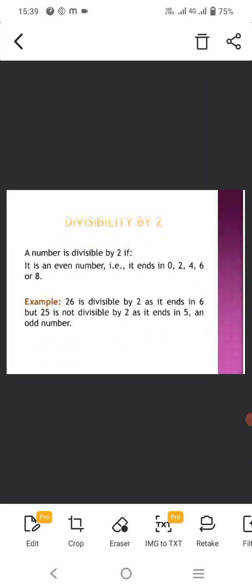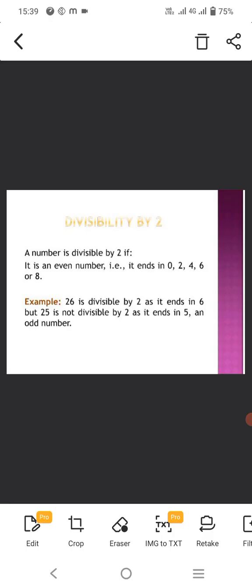Divisibility by 2: a number whose digit in the unit place is an even number or 0 is divisible by 2. For example, 26 is divisible by 2. It ends with 6, and 6 is an even number. So, 26 is divisible by 2. But 25 is not divisible by 2. The last digit is 5, an odd number. So, 25 is not divisible by 2.